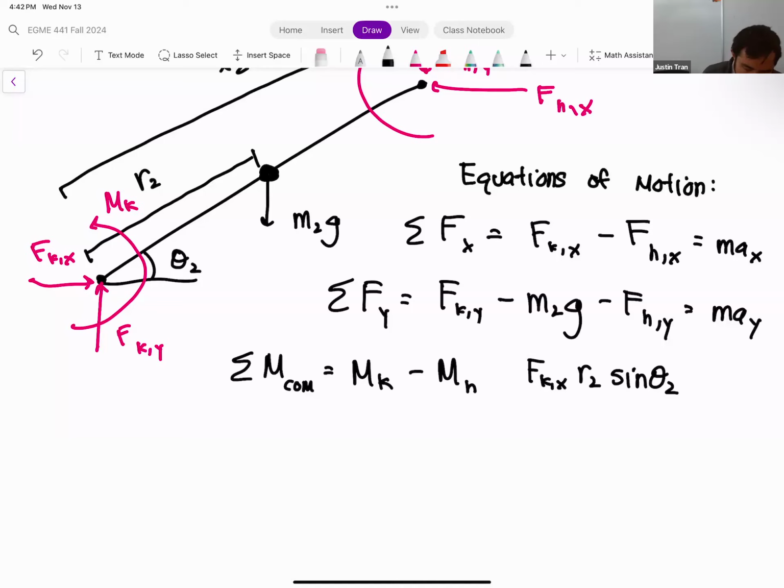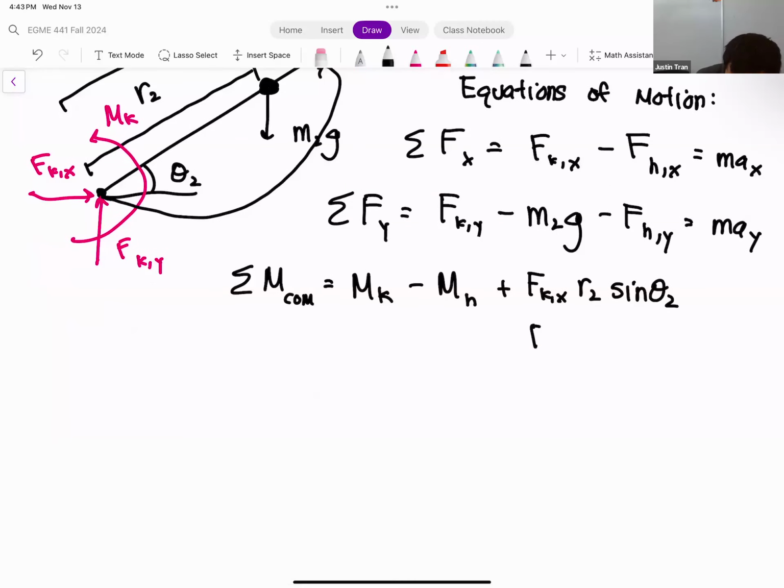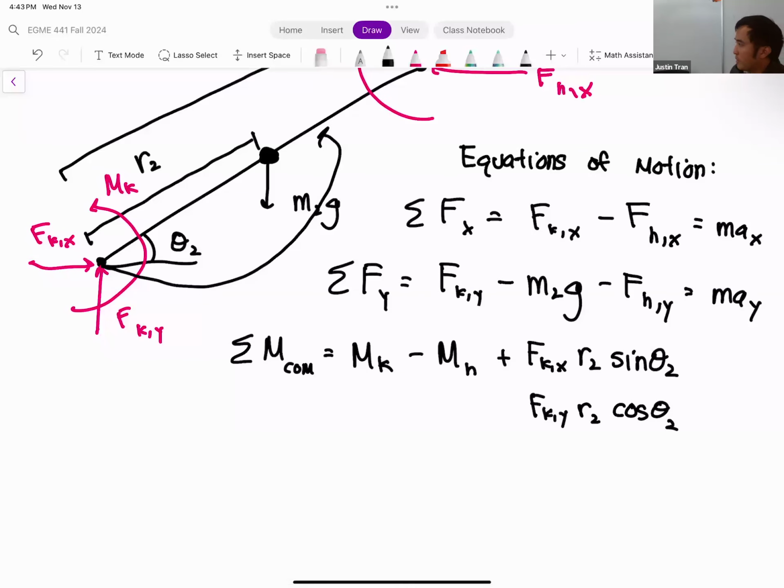Let's look at the direction here. FKX, if we trace that around our pivot point, you can see that's going in the counterclockwise direction. So that's going to be a positive. And then we have FKY. We have FKY multiplied by R2 cosine of theta 2. Very similar to our lower leg, but watch out for the direction here. If we trace out FKY, you can see that it's going around the pivot point in the clockwise direction. So that's actually going to be a negative there.